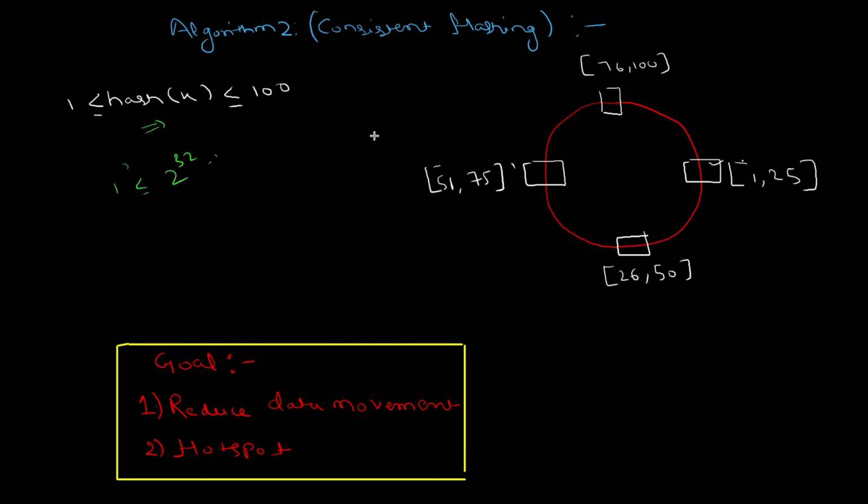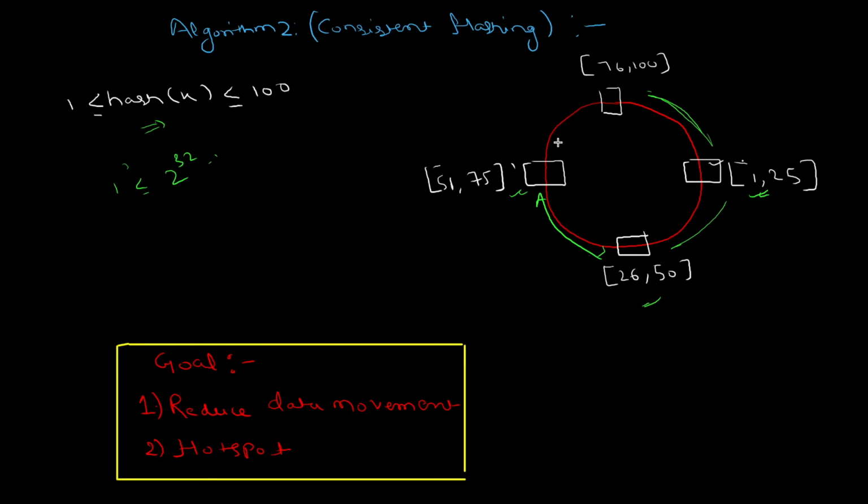Now, coming to the next part, we arrange the servers in a ring. If the hash of a key falls in the range 1 to 25, it will be assigned to this node. Similarly, 26 to 50 will be assigned to this node. If the key falls in the range 51 to 75, it will be assigned to this node, and 76 to 100 will go to this node.